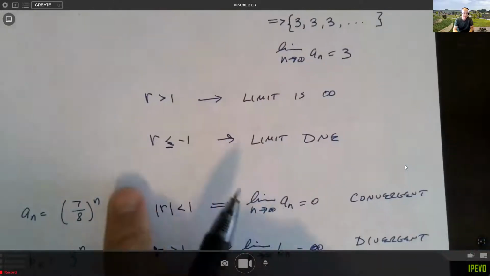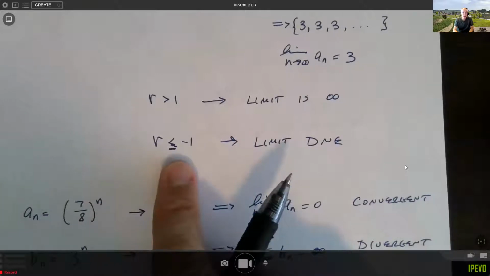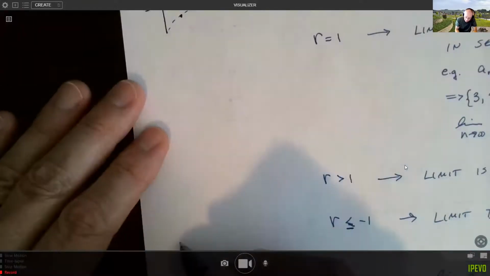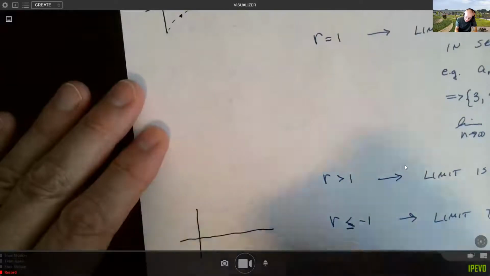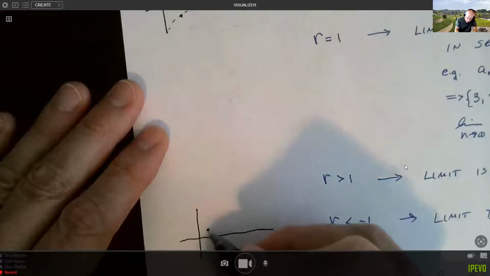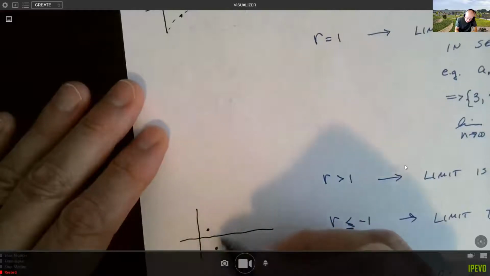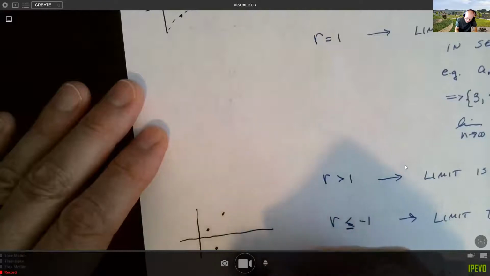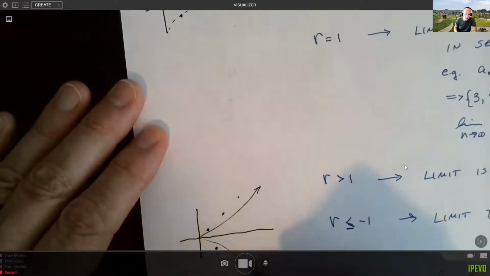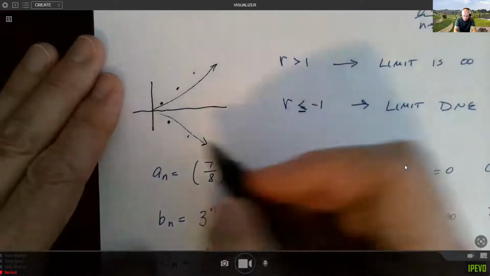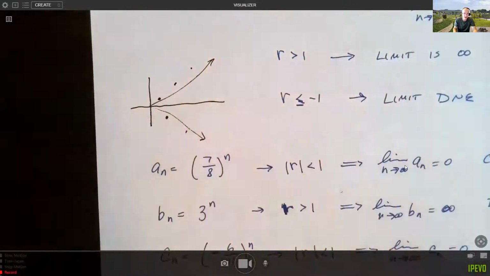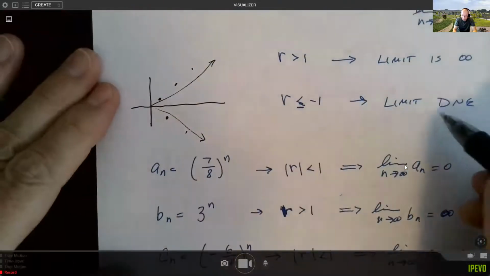If the value of R is less than or equal to -1, now the limit does not exist. That's because if we look at it graphically in that case, as n gets bigger and bigger, we might have a positive value initially, then it's going to be negative, but they're getting further away from the x-axis. They're bouncing back and forth, so we're not going to settle down to any value. Clearly, the limit does not exist.